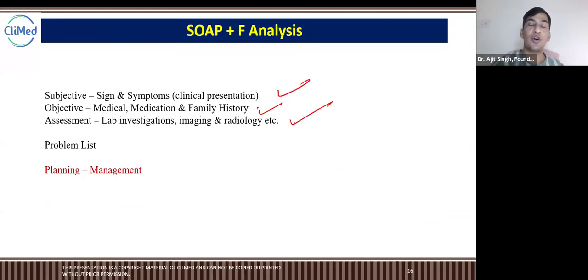What is the planning or management, which is the important part now? If you're preparing the SOAP analysis, then it comes in the SOAP and F. What is F here? F is follow-up. Okay. So we always go for SOAP plus F analysis. So we are doing the case SOAP and F analysis, right? So now we have to talk about planning and management.